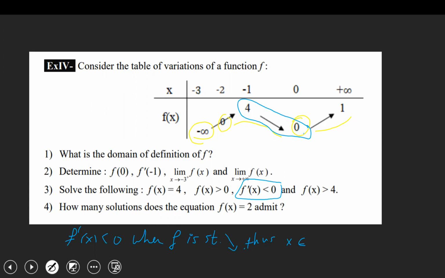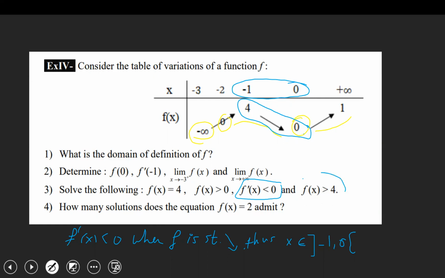But for the values of x, it's between -1 and 0. So this is the part of the domain where f is decreasing: when x is between -1 and 0. Consequently, since there is no "or equal", we take the open interval (-1, 0).